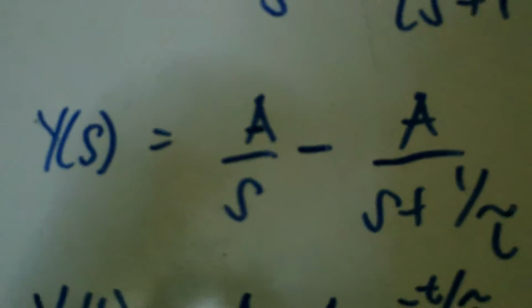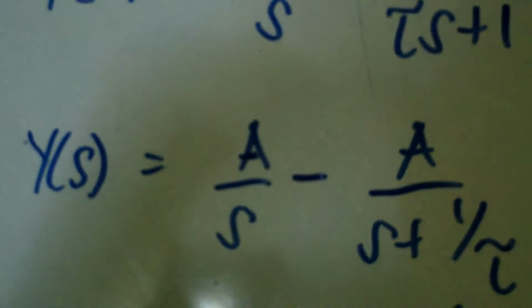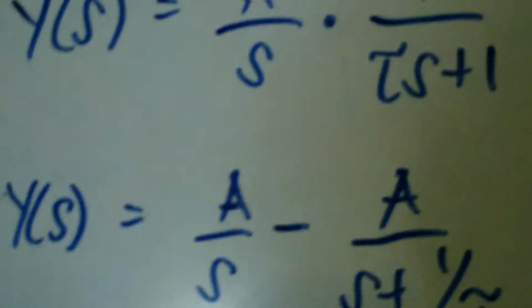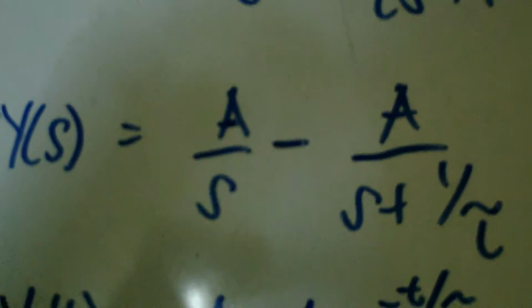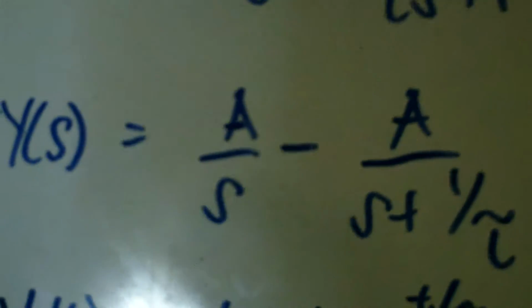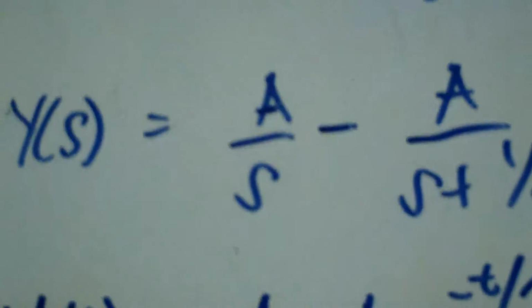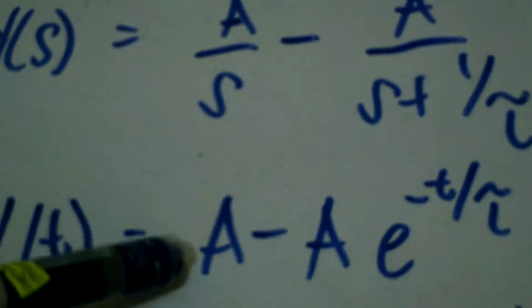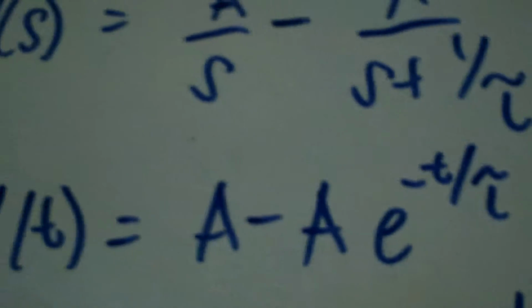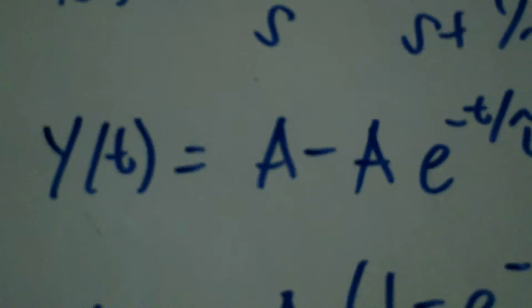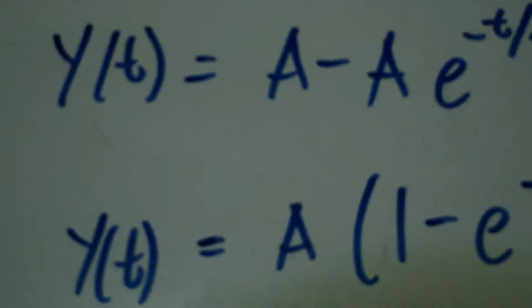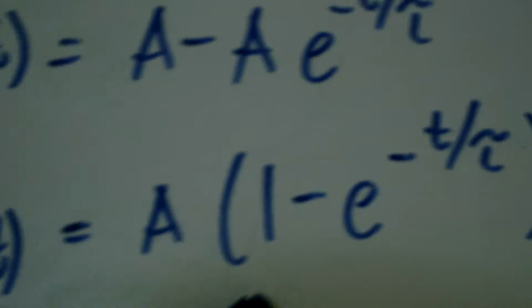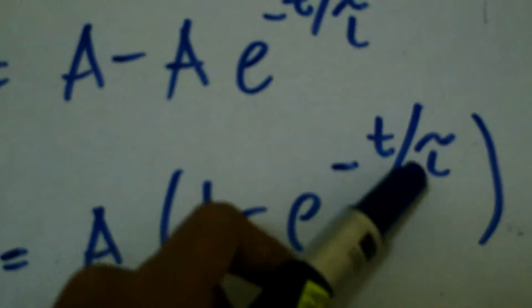Now we're going to solve this using the Laplace transform. You're going to review again the Laplace transform and its inverse Laplace transform. So the answer would be Y(t) equals A minus A e to the negative t over tau. So we have the final answer: Y(t) equals A times 1 minus e to the negative t over tau.